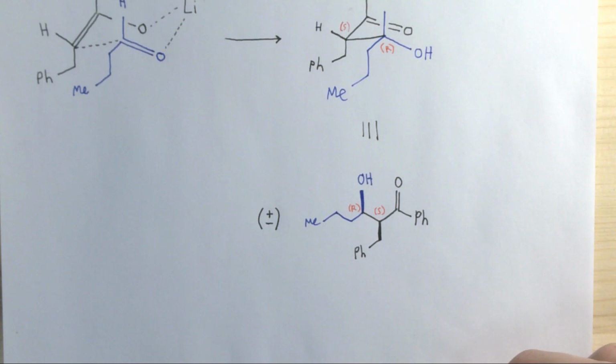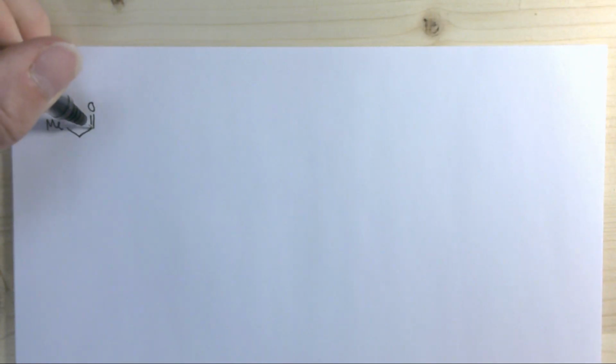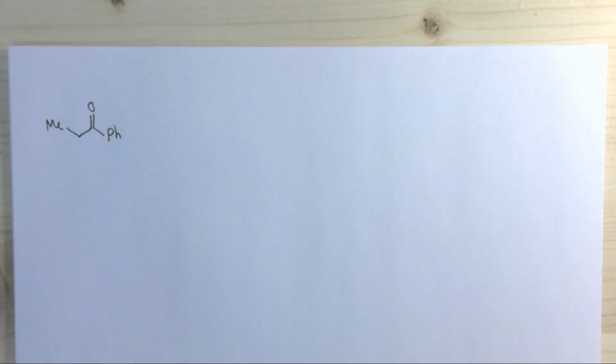Let's take a look at an anti-enolate product. So I'll go to a new page here just for a little bit of extra practice. So let's say I had a ketone like this, very similar to the one that we had before. I've only got one site where I can form an enolate.